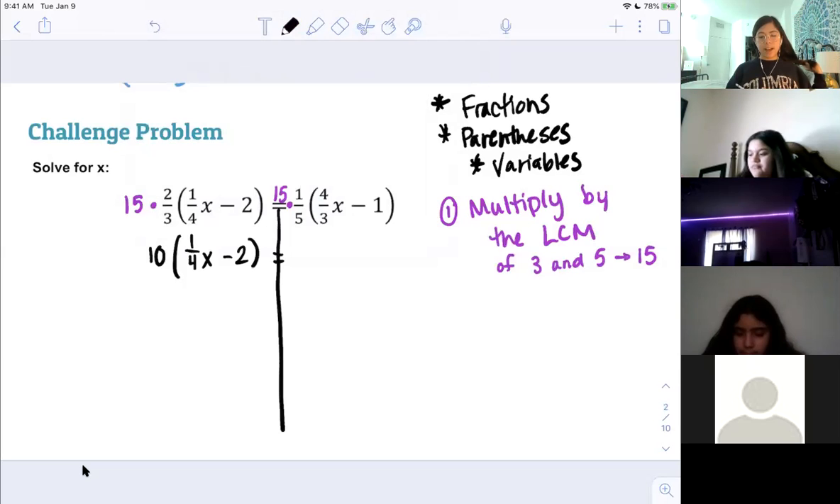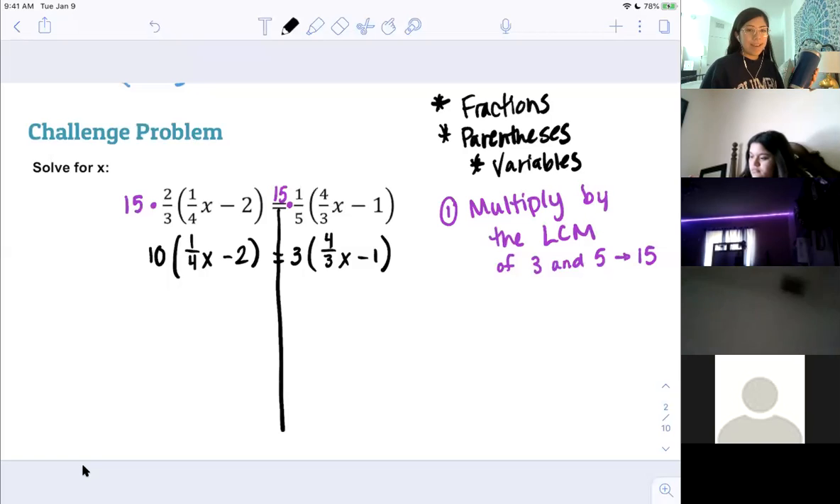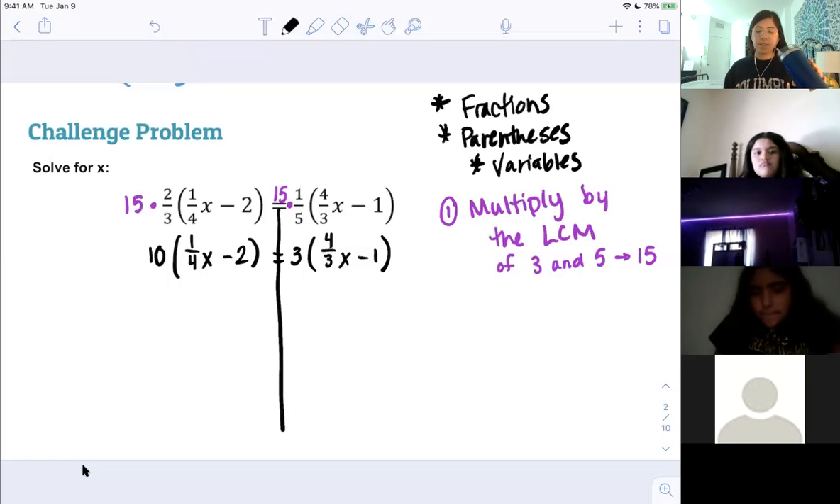Okay, we did the left. Now let's do the right. Same thing. Now I'm doing 15 times 1/5. What do I get? 3. So I have 3 times 4/3 x minus 1. Okay, we got rid of half of the fractions, but we still have 2 more. The problem, though, is that they're on the inside, and we can't really do anything with them until we get rid of our parentheses. So we have to do that next.